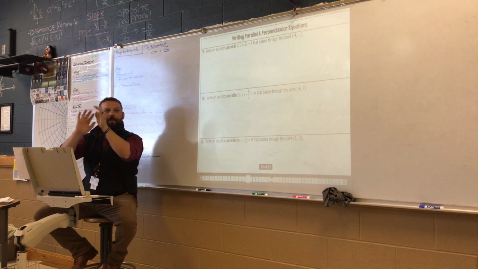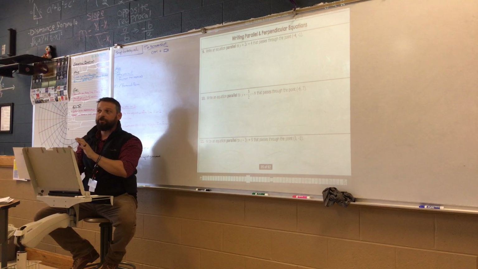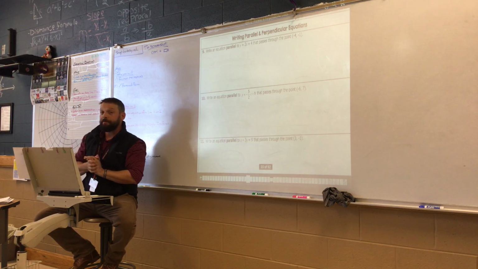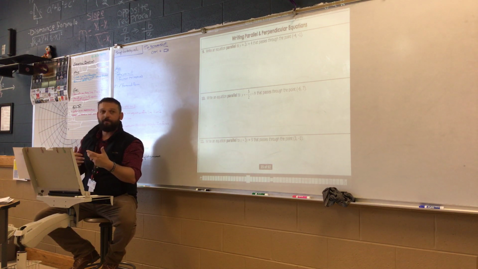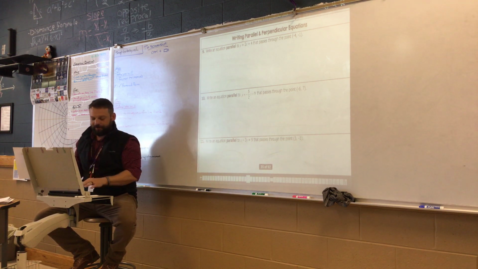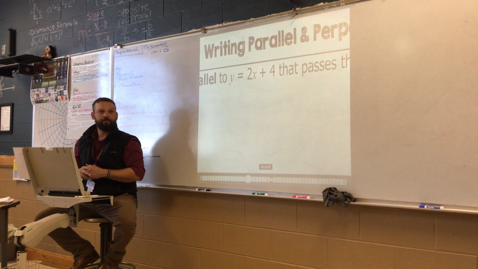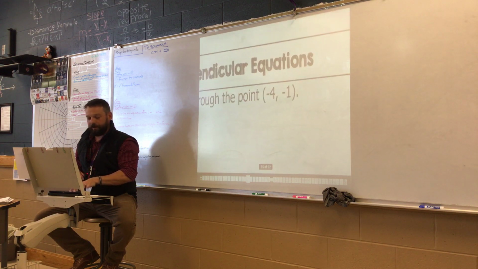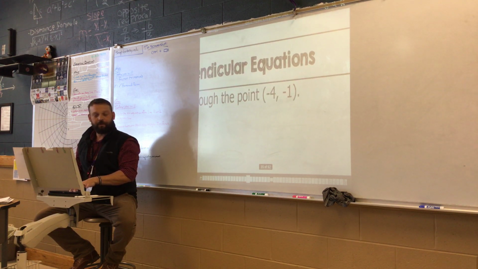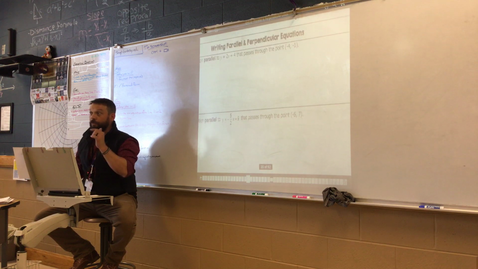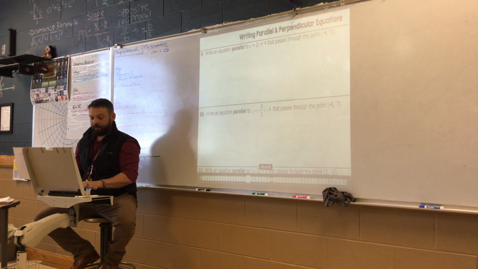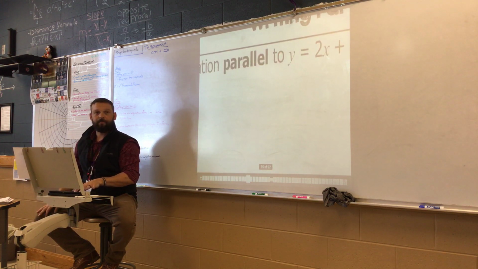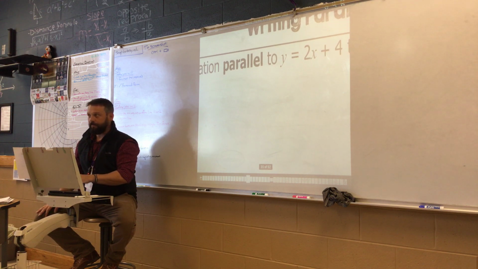So I'm going to give you an equation. You need to pay attention to the equation that I give you because sometimes it's in slope-intercept form and you can look at it and go, oh, there's a slope. So like number 9, for instance, I give you this equation. What's the slope? 2. So we know that fast. And I'm giving you this point here, -4, -1. Now they want you to write a line that's going through that point that's parallel to this given line.